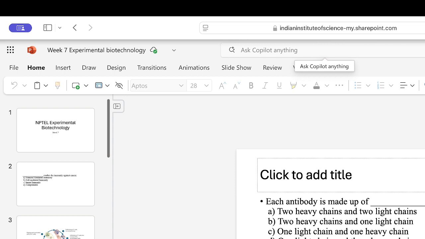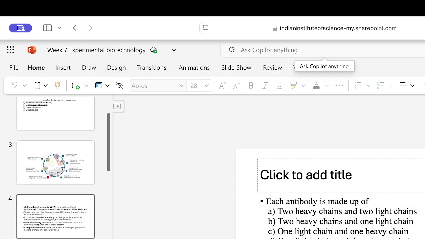The next question is about antibody. Each antibody is made up of dash: option A, two heavy chains and two light chains. Option B, two heavy chains and one light chain. Option C, one light chain and one heavy chain. Option D, one light chain and three heavy chains.